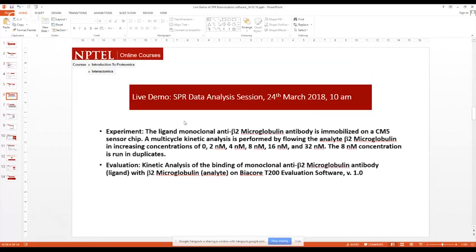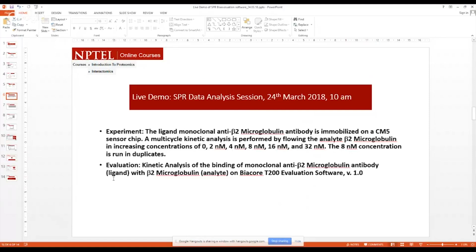the experiment that has already been performed is, the ligand that has been immobilized on the chip is an anti-beta-2 microglobulin antibody. This has been immobilized on a CM5 sensor chip, which I have just shown you. And a multi-cycle kinetic analysis has been performed. The analyte that was used was beta-2 microglobulin protein in increasing concentrations of 0, 2 nanomolar, 4 nanomolar, 8 nanomolar, 16 nanomolar, and 32 nanomolar. And we typically choose one concentration in duplicates. So in this case, the 8 nanomolar concentration was run in duplicates.